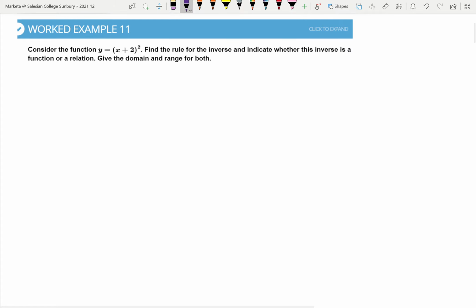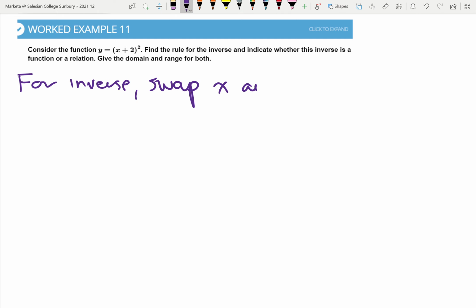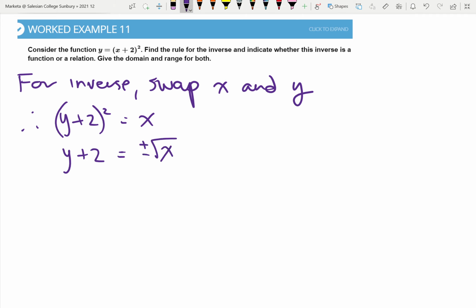So the first one, worked example 11, we're looking at a parabola. Here it is. And we have to find the rule for the inverse. So you probably remember from year 11 that to find the rule of an inverse, we swap x and y. So I'm going to do that. That means y plus 2 squared equals x, and then I can just undo it. y plus 2 equals plus or minus root x, and then y equals negative 2 plus or minus root x.